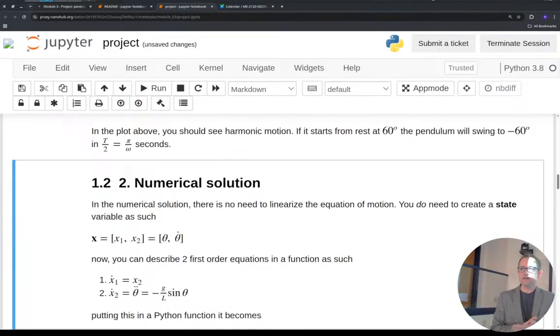Have you seen numerical solvers for differential equations? Have you seen this before? Like setting up state variables and saying, hey, Python, integrate this for me, or MATLAB, any of those?